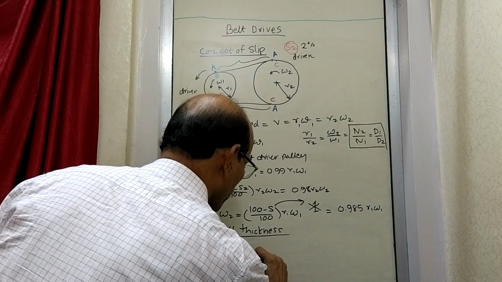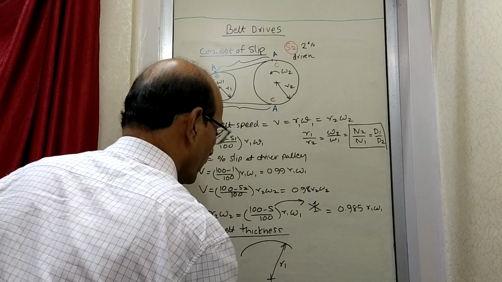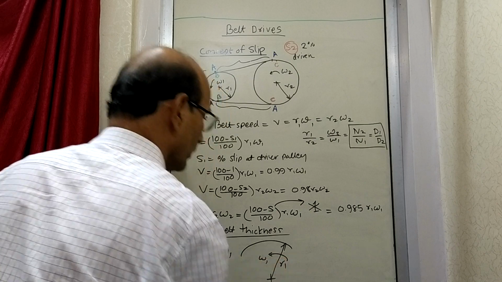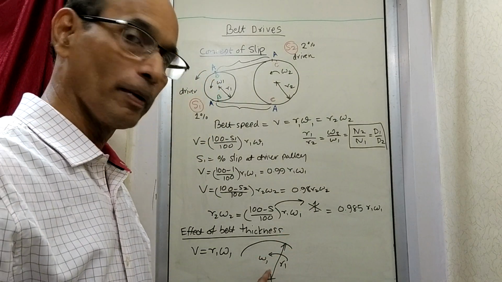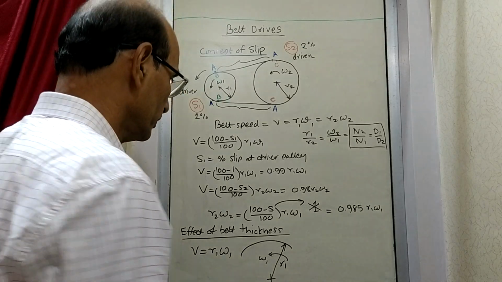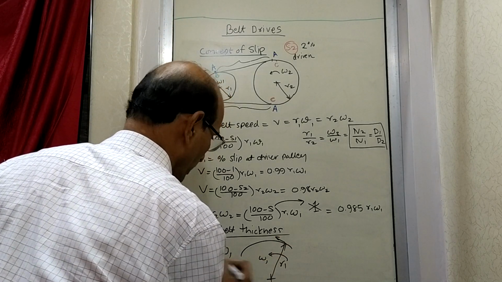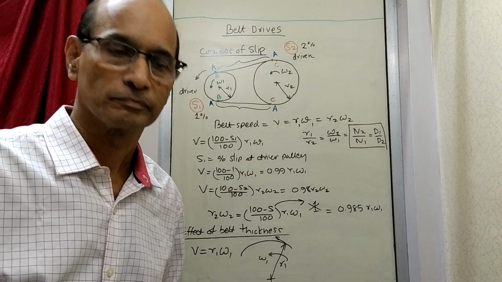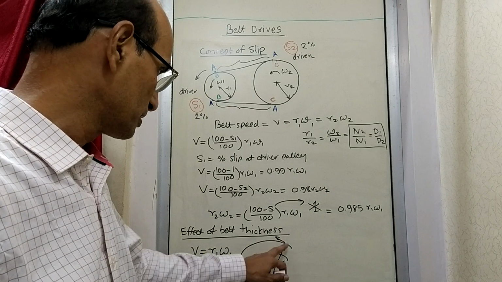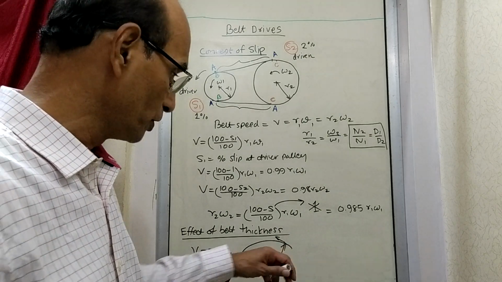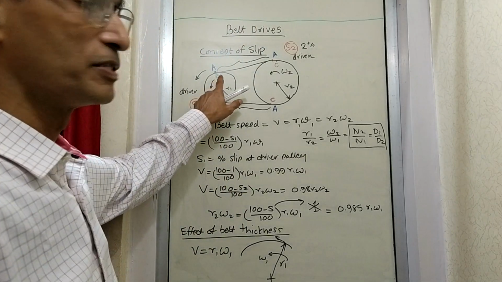Suppose this is the surface of the pulley and this is R1 and if this is omega 1. Radius of the pulley is R1 and the angular velocity is omega 1. Then this velocity is given by R1 into omega 1, that is what is written. But in reality what happens? This belt thickness also is considered. We have taken here belt thickness as 0.